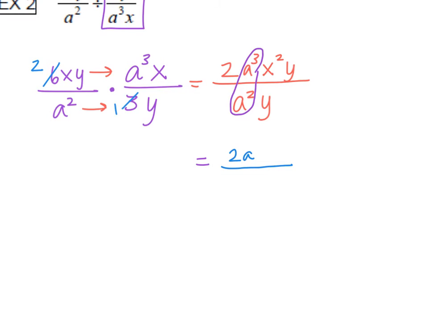Then we have that x squared. There's no x squareds for that to simplify with, so that stays as an x squared. And then we have a y over a y. If those are the same base with the same exponent, you can just cross those off. So it looks like we didn't end up with anything in the denominator of our fraction, so I'm just going to go ahead and rewrite. Our final answer is 2ax squared.